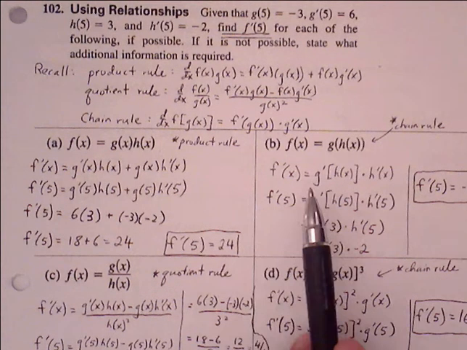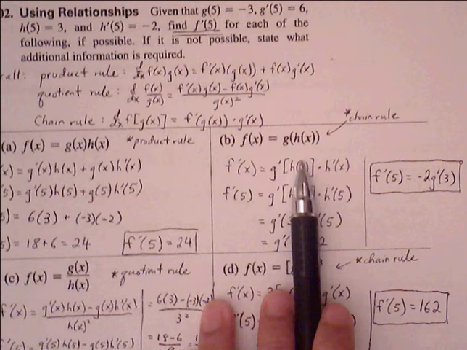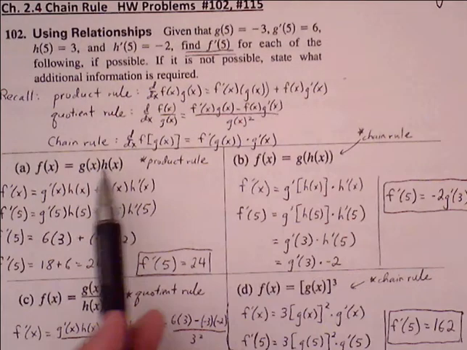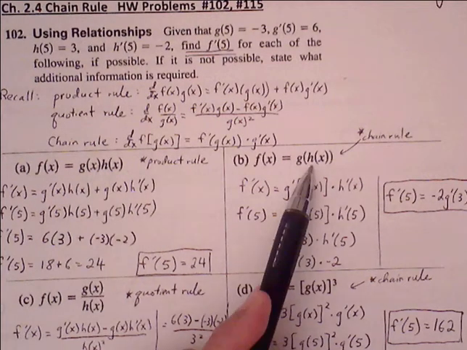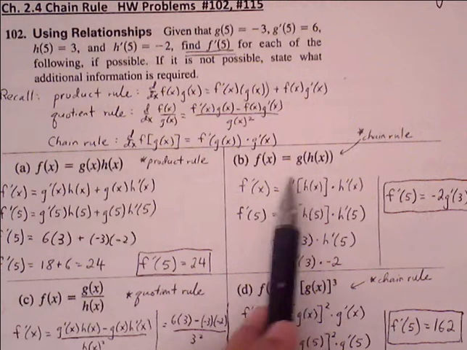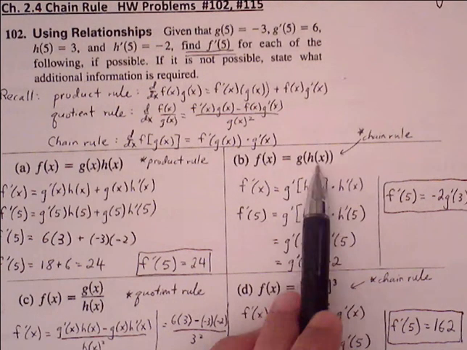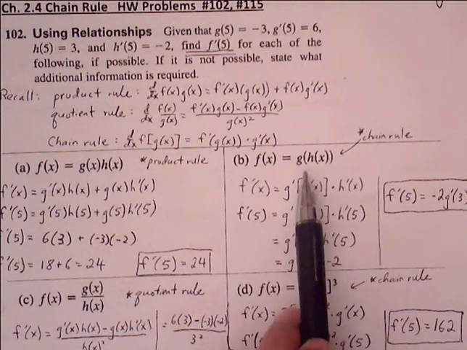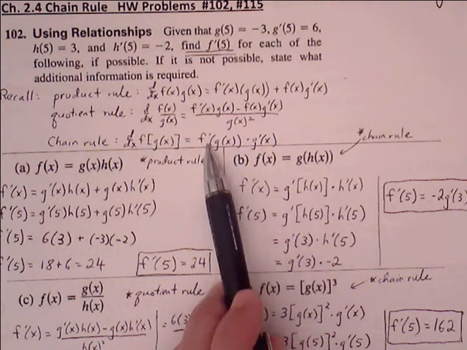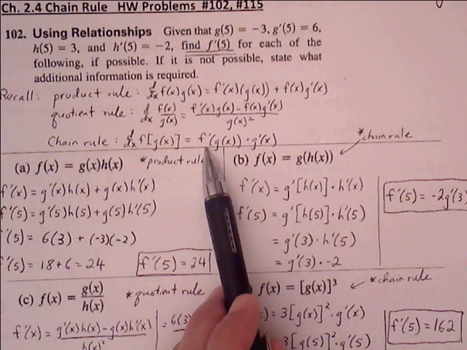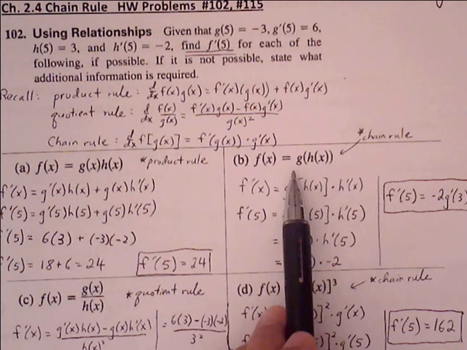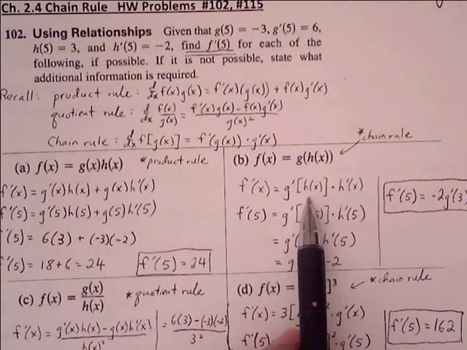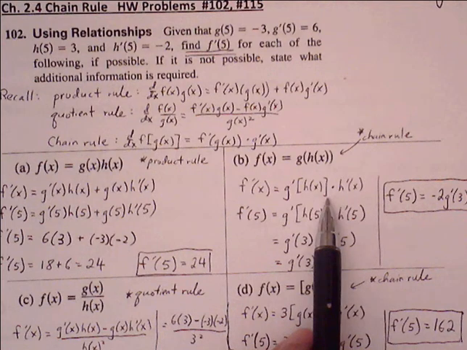Okay. For part B, f of x equals g of h of x. Now look at A and B. These are not the same relationship, right? Here we have g of h of x, so h of x is inside the g function. We're going to go through chain rule, which says we follow this form. We take the outside function's derivative, so g of h of x becomes g prime of h of x, times the inside function's derivative, h prime of x.